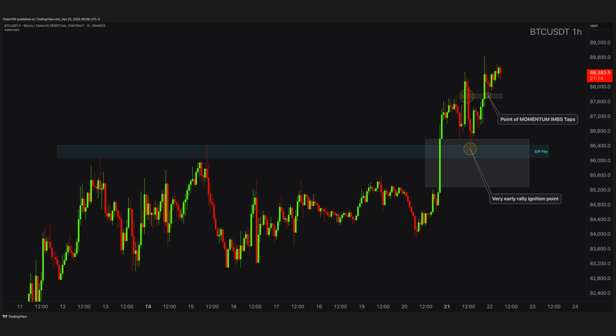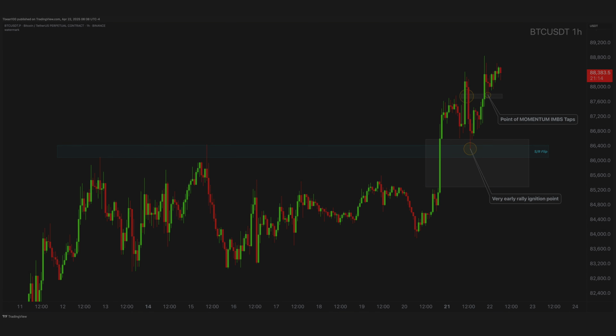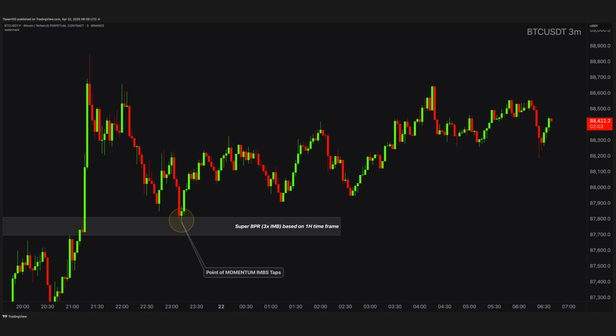Now let's get back to our recent trade idea again. So back to today, down to the lower time frames like this 3-minute chart. Price taps into this super BPR location combined with a multi-imbalance point. You already know that. With our deepest low, market structure changes, as you can see.